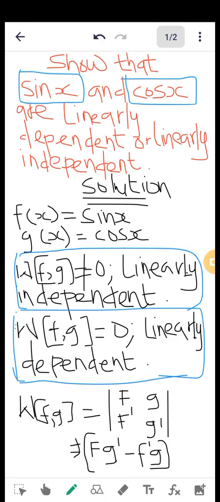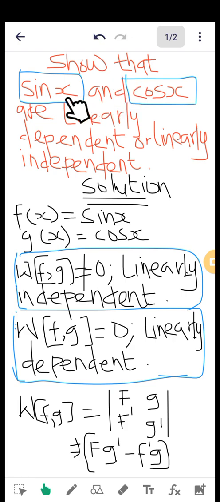Okay, show that sine x and cos x are linearly dependent or linearly independent. So I hope from our previous lessons I have explained how we can go about linearly dependent and linearly independent functions by using the Wronskian. So today too is another day for us to briefly look at this example.